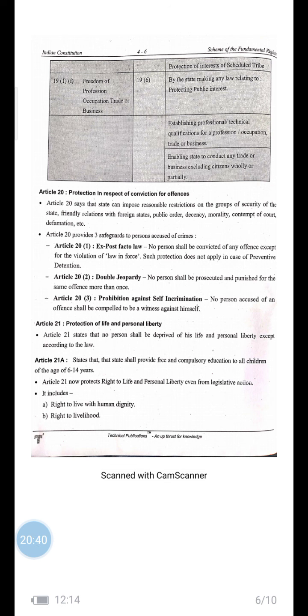Then Article 20 subsection 3 is the prohibition against self-incrimination. So no person can be compelled to be a witness against himself for any offence.